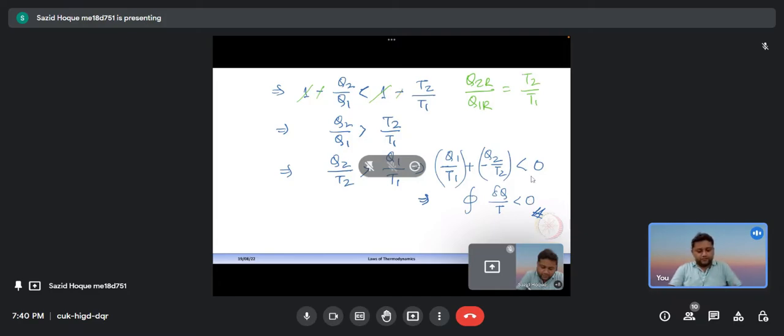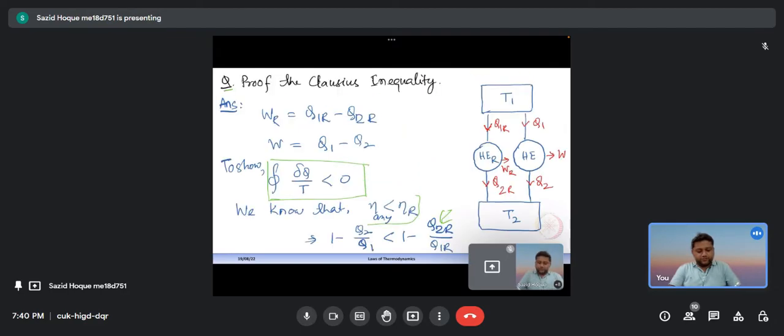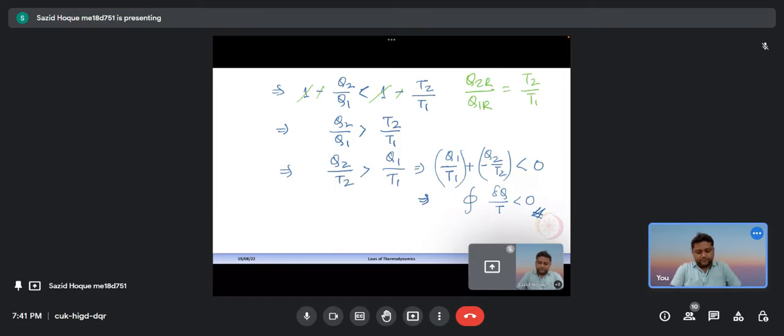So we proved that this is true by using the second law of thermodynamics. We are using that to prove the process inequality. Once you remember the second law and you know that eta R is greater than eta of any heat engine, then the other things are simple, you can connect to that and show one by one.